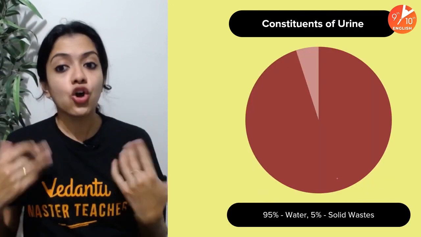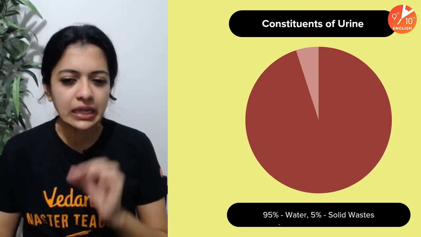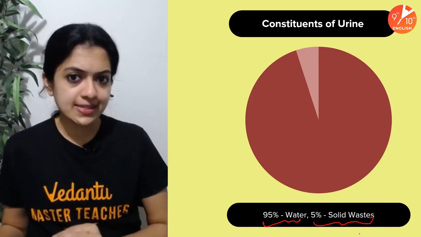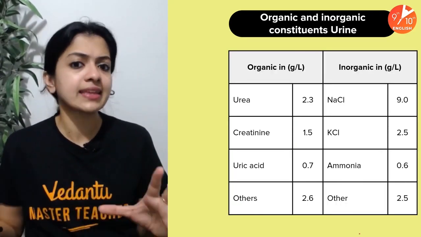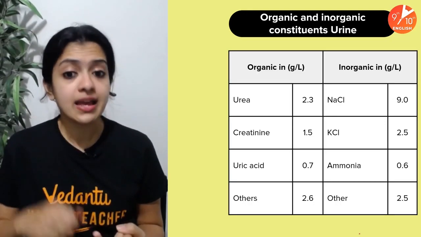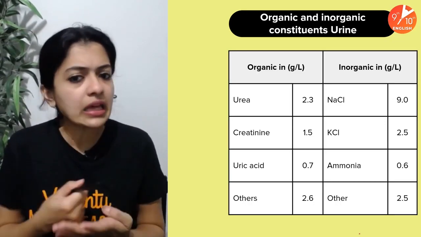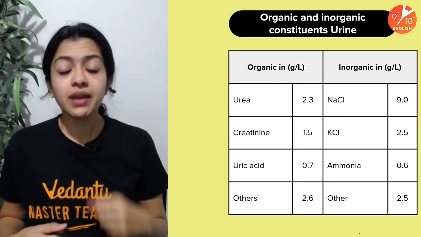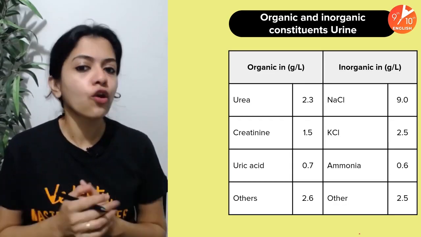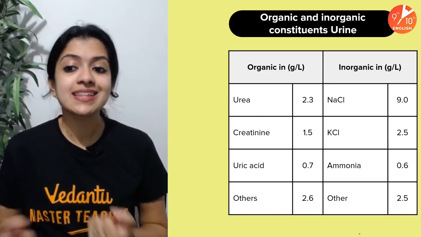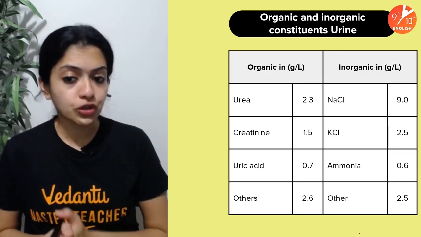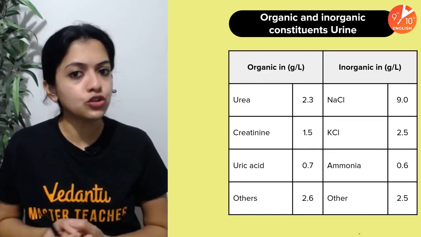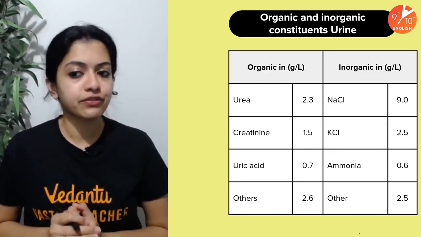is asked from this. Constituents of urine, we know that it's typically 95% water and only about 5% solid wastes, which could include urea and anything else. Urea, creatinine, uric acid, maybe any other miscellaneous waste, NaCl, or sodium chloride, sorry, potassium chloride, ammonia, and a lot more. These are the different organic and inorganic constituents of urine, and in what concentration they are found in urine, in grams per liter, is given here for you.